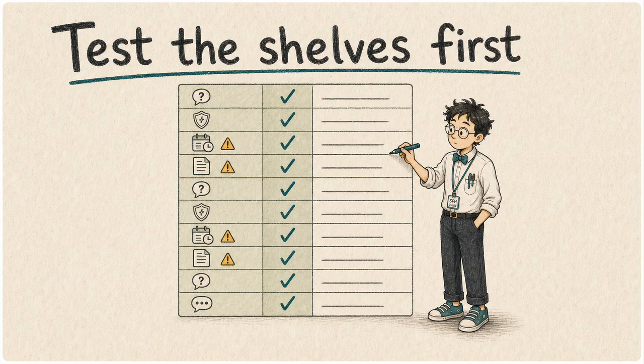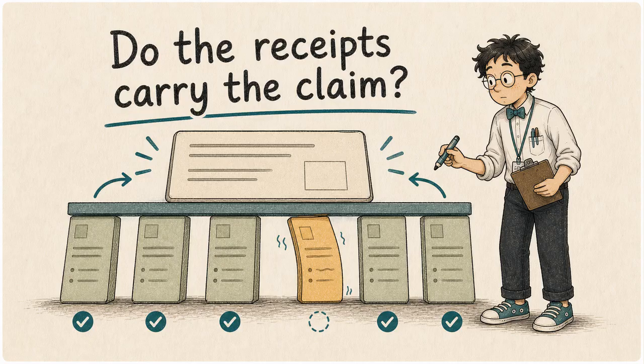RAG is one of the most useful patterns in practical AI. It lets a model work with specific knowledge drawn from the task at hand. It can make AI answers more current, more grounded, and more relevant. But the real operating question is plain. Show me what it retrieved. The human job is checking whether those receipts can carry the claim.